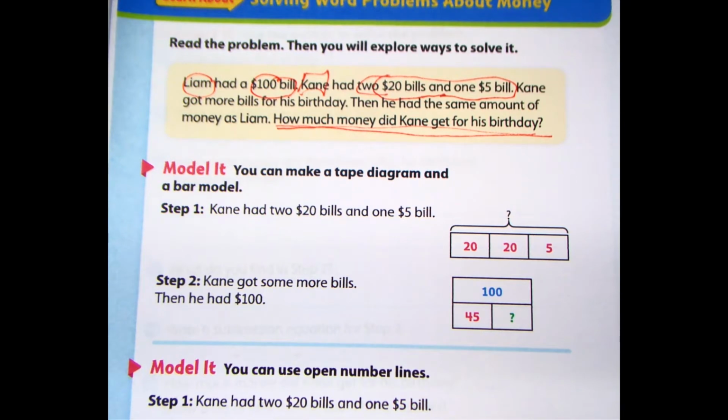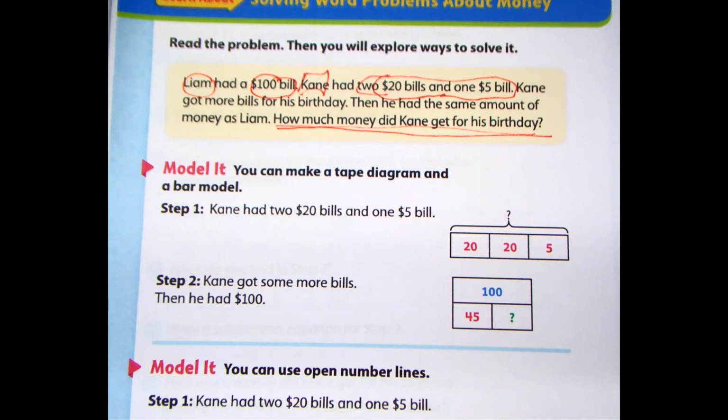Okay, in the bar model here, why is 100 the whole? Correct, yes. It is because that is the total amount that Cain has. And so we're trying to solve how much he received.